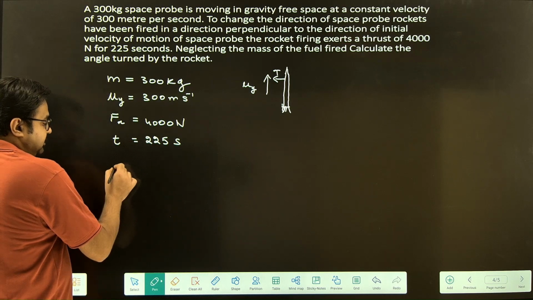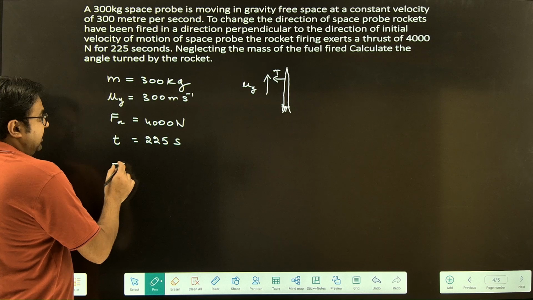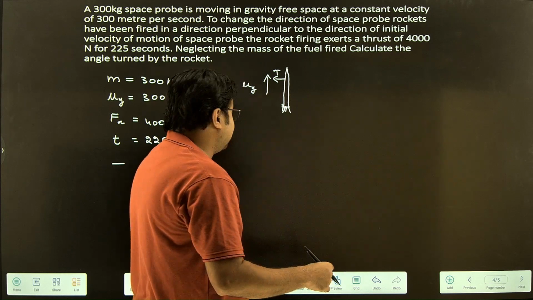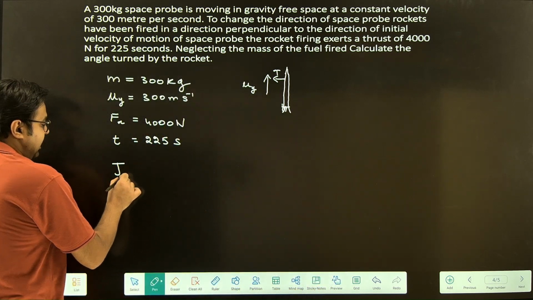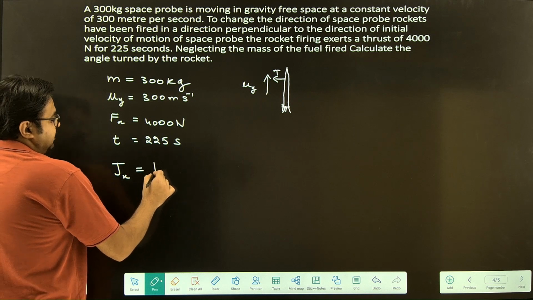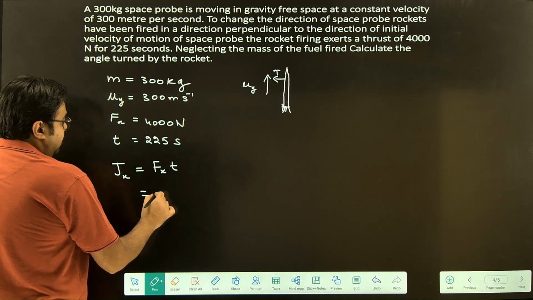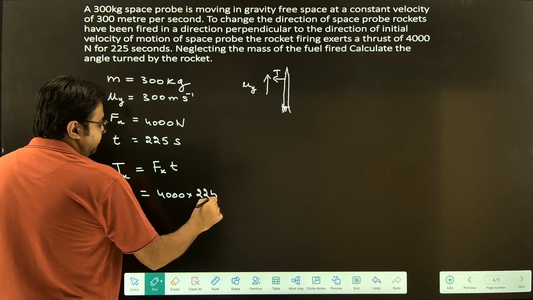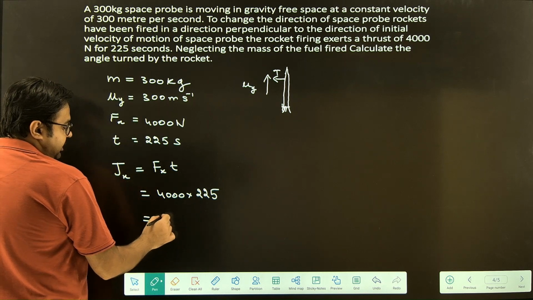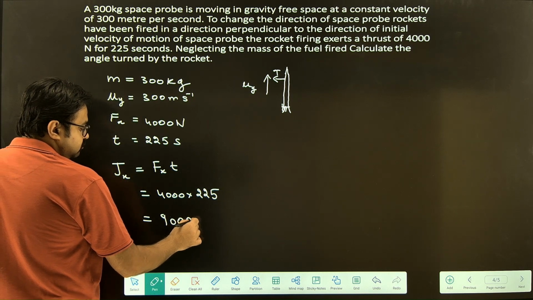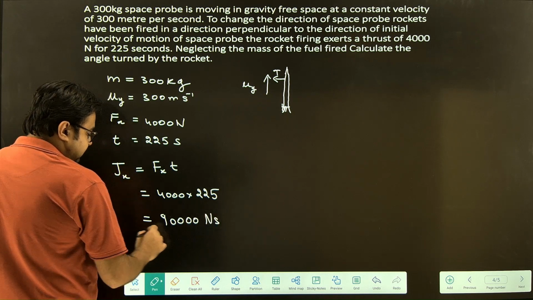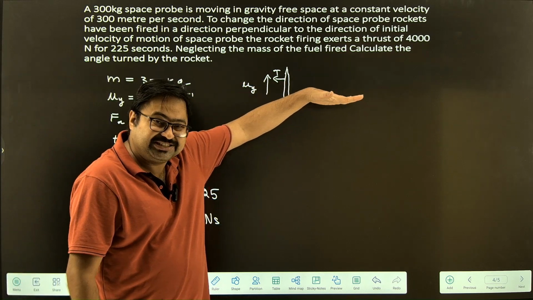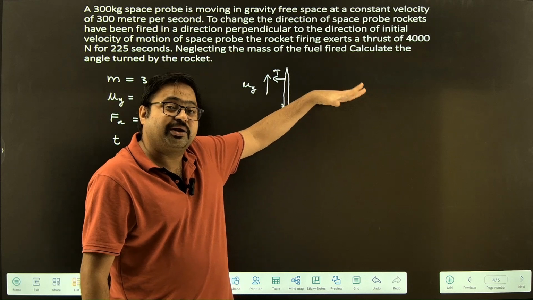The impulse received by the rocket can now be calculated. The impulse is only going to be in the x direction, and this impulse ends up changing the velocity of the rocket. Let's find out what's the impulse in the x direction. Impulse in the x direction is force multiplied by time. Force is 4000 multiplied by time is 225, and that makes it 90,000. Newton second is the SI unit of the impulse. So 90,000 Newton second is the impulse received by the rocket in a direction perpendicular to the initial velocity.